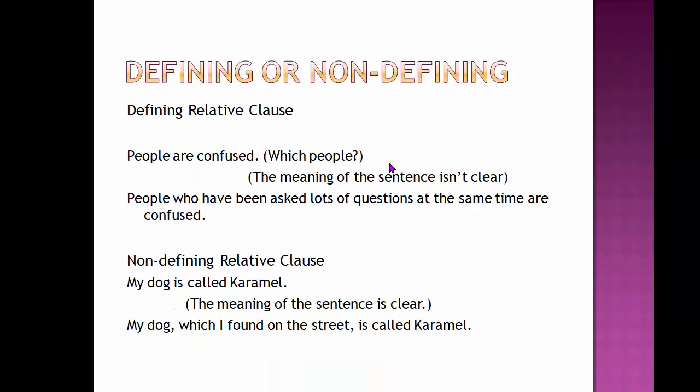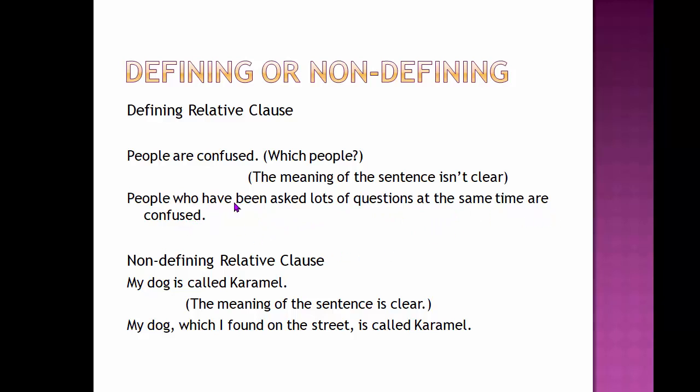And this is the last part, defining relative clause. Let's look at the meaning of it. People are confused. This is our sentence. And I'm asking you, which people? I don't know. People are confused. The meaning of the sentence isn't clear. I don't understand which people. So look at the relative part. People who have been asked lots of questions at the same time are confused.